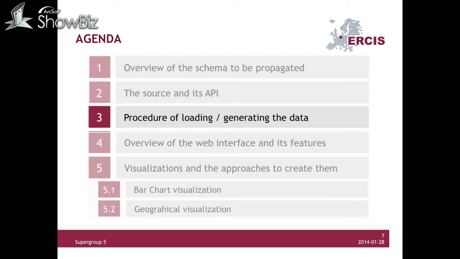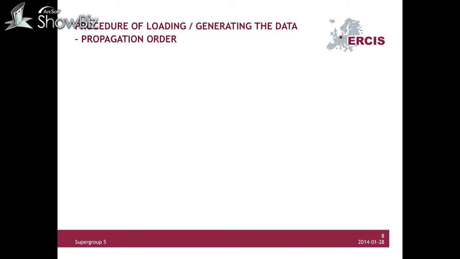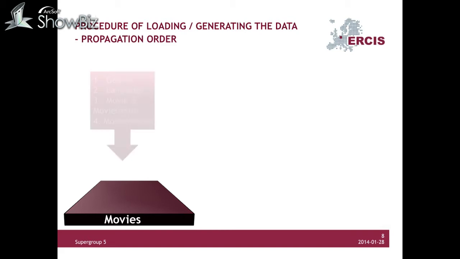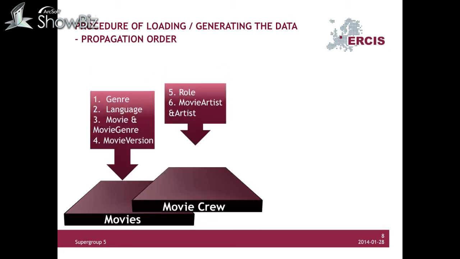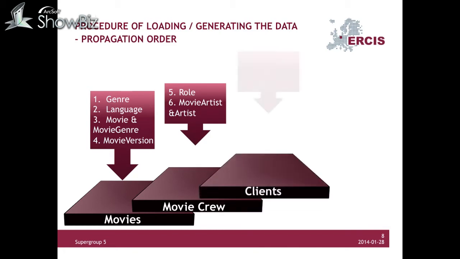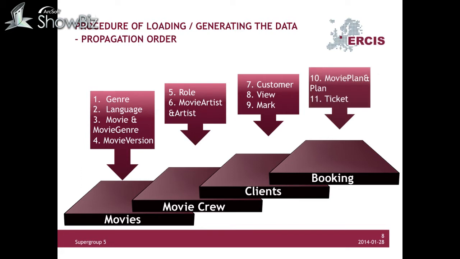Our next topic is the procedure of loading and generating the data. Now more on the order of populating our tables, the ones that require more data than they already had. The whole process can be divided into 4 sections referring to the following topics: movies, movie crew, clients, and booking. Some tables have to be populated at the same time, such as movie and movie genre, movie artist and artist, movie plan, and plan.